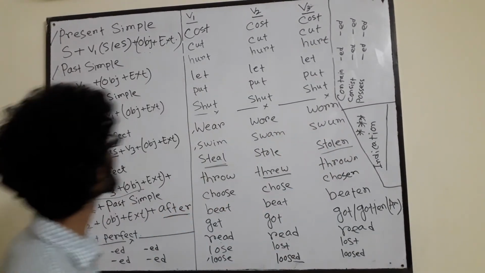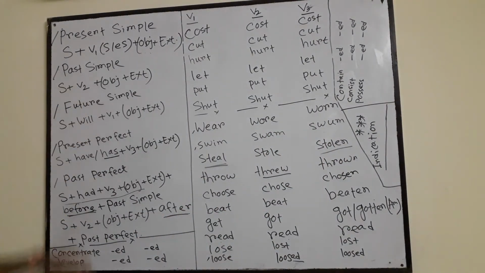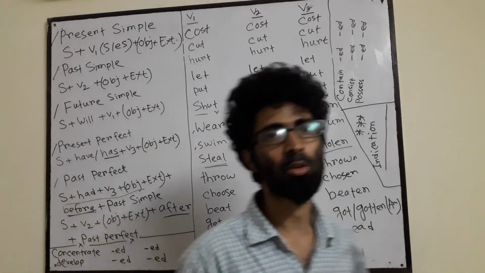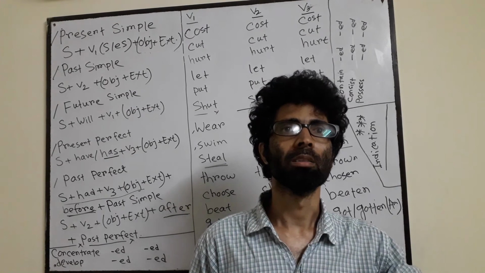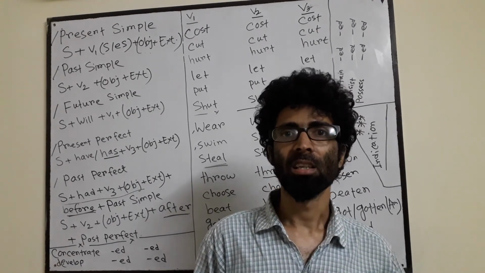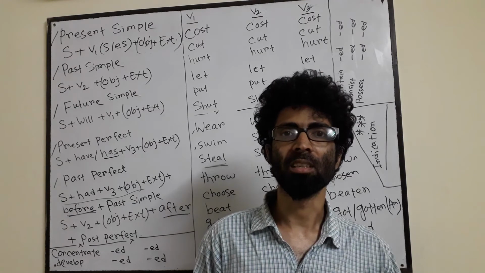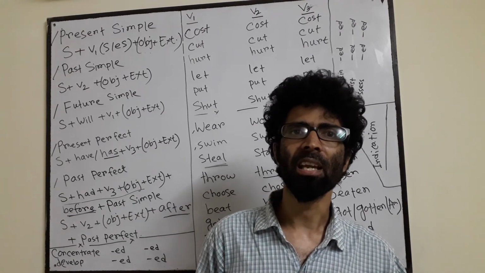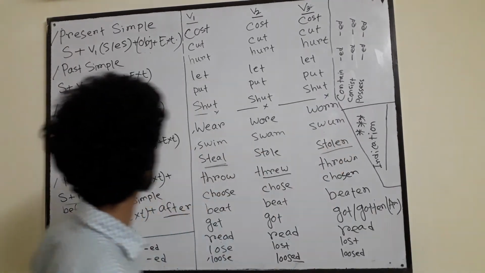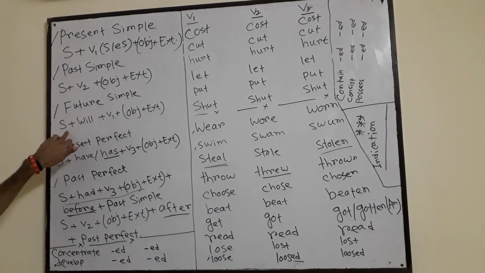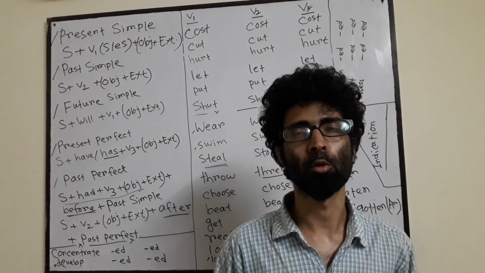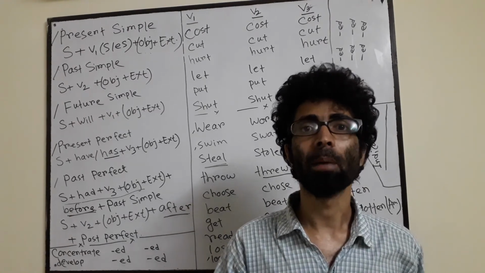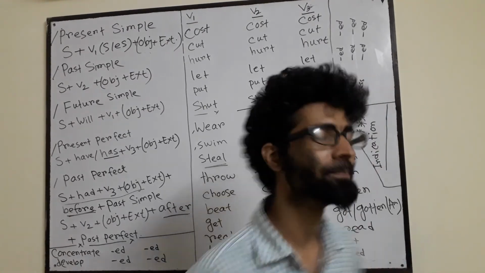Okay, then past simple. When something happened in the past, it is called past simple tense, and there will be some indication of yesterday, last day, last month, the day before yesterday, or any past time. Then future simple. See the structure of future simple: when something will simply happen in the future, there will be some indication, suppose tomorrow, day after tomorrow, or any future time.